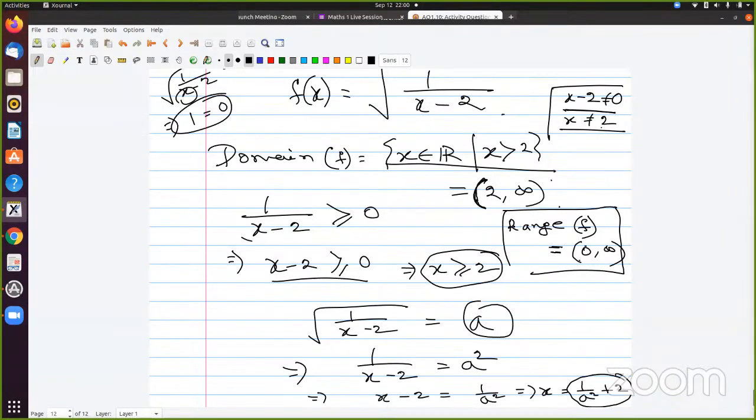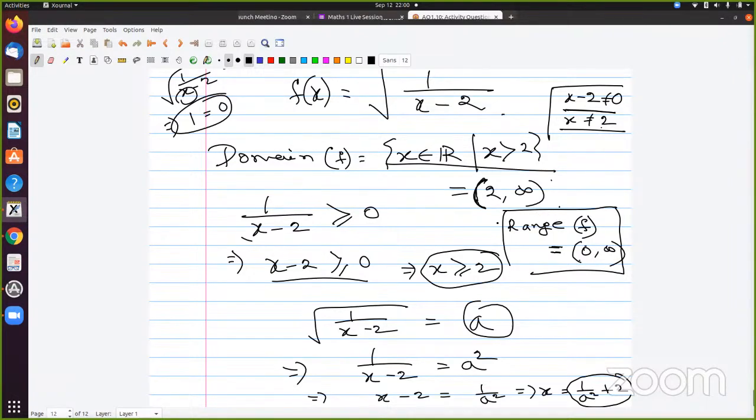Sir, can you repeat what your doubt is? I think he's trying to say that any input we give to x is like a fraction, so it's 1 by something. Why is it a fraction? It can be anything.